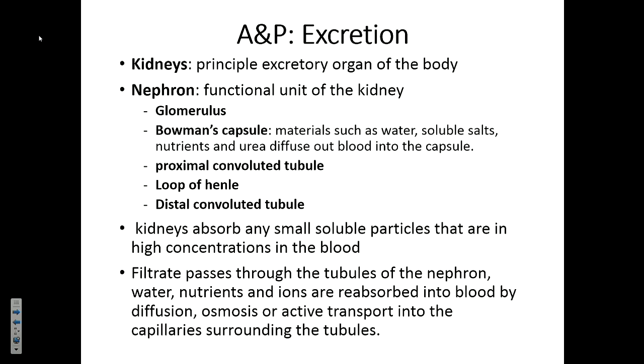So the kidneys are able to absorb any small soluble particles that are found in high concentrations in the blood. And then essentially what's happening with this system is they're filtering those out. What is beneficial to the organism is going to be kept. Those waters, nutrients, and ions that we need at this point within the kidney are able to be reabsorbed by your blood. So it's a last check to make sure that you're keeping all the nutrients that you need. And the way that that's happening is by diffusion and osmosis.